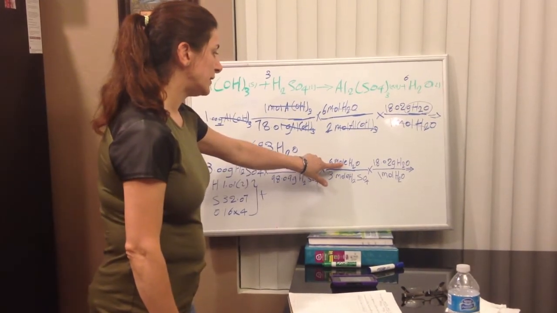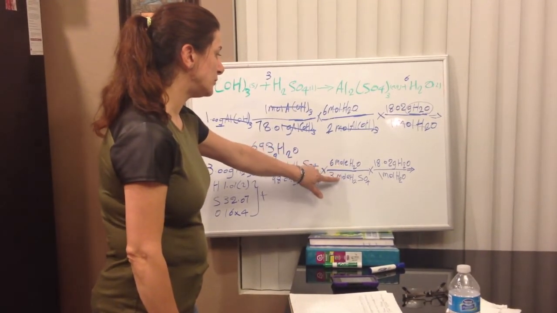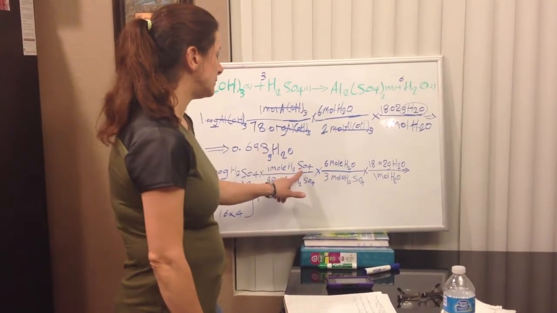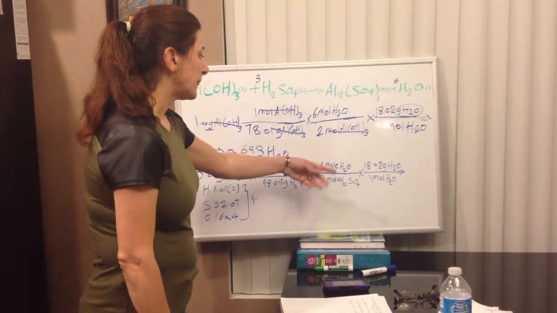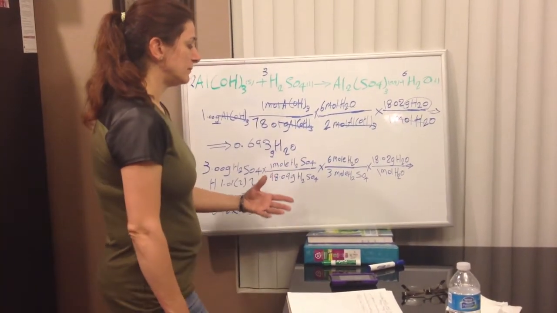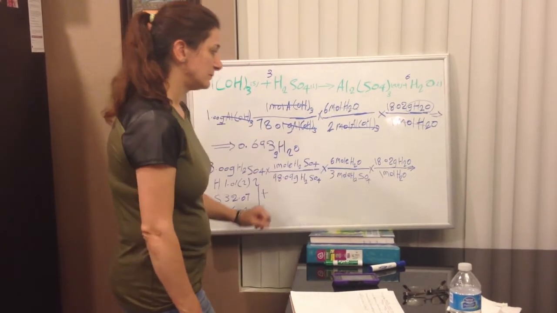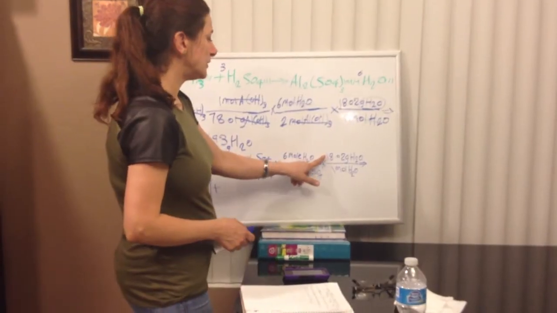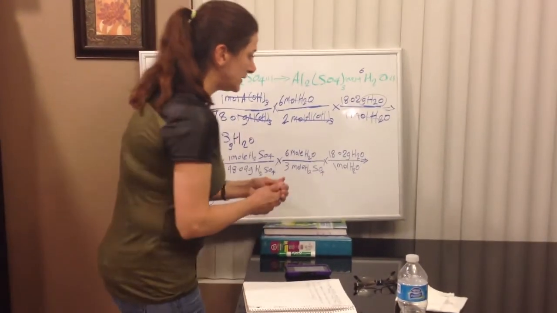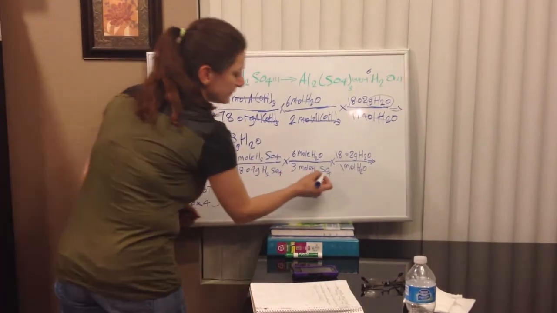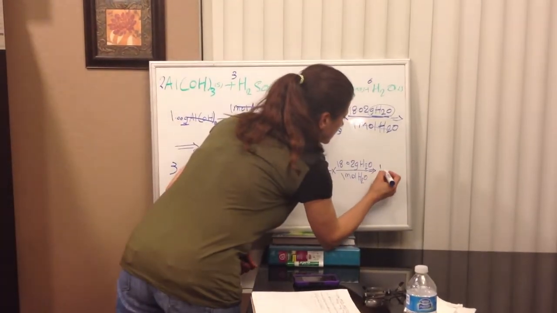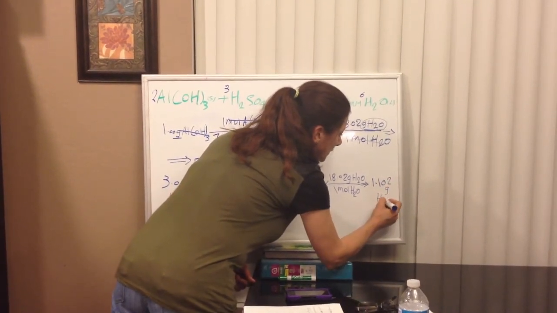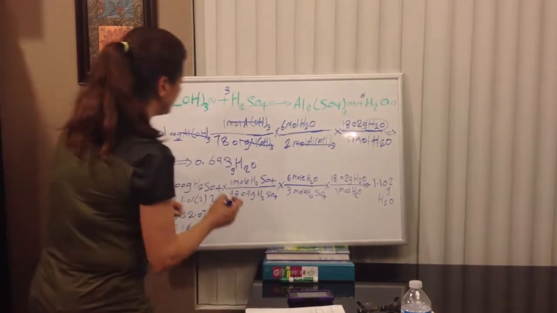So we're going to put water in the denominator, and a mole of the sulfuric acid in the denominator. And then after that, we're looking for the mass of the water. When we multiply all of them and divide, I'm going to get 1.102 grams of H2O.